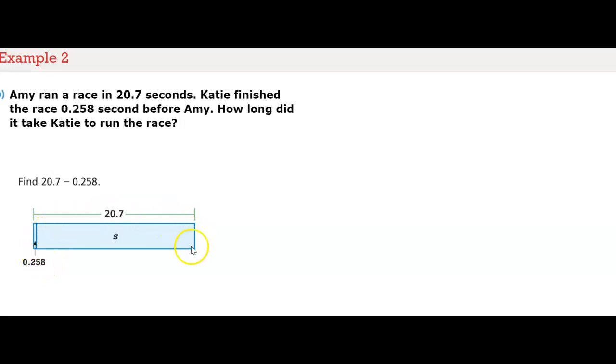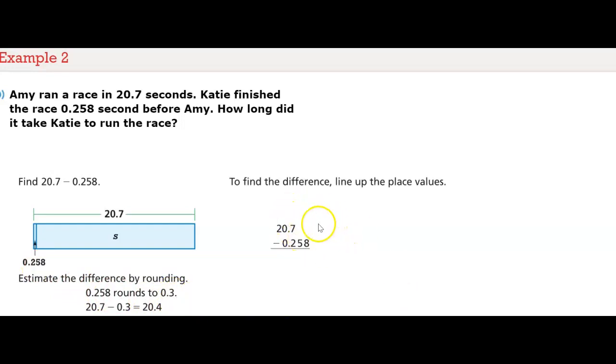They represent that subtraction in a model, a bar model. So the entire thing represents the amount Amy ran, and then the 258 thousandths is that little sliver here that represents the time that Katie finished before Amy. So then we're going to subtract. Here they estimated the 258 thousandths to 0 and 3/10 and subtracted. Now we're going to do the actual subtraction, and so we're finding the difference.